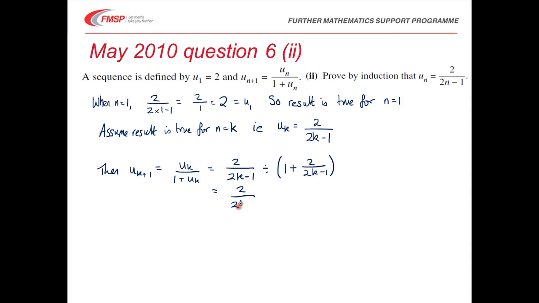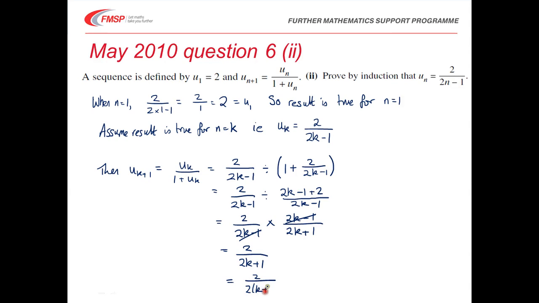That's 2 over 2k minus 1 divided by, putting that over a common denominator, 2k minus 1 plus 2 over 2k minus 1. That's 2 over 2k minus 1 multiplied by, turn that upside down, 2k minus 1 over 2k plus 1, which is, cancelling, 2 over 2k plus 1. And that's 2 over 2 lots of k plus 1, take away 1. But that is the required result for n equals k plus 1.